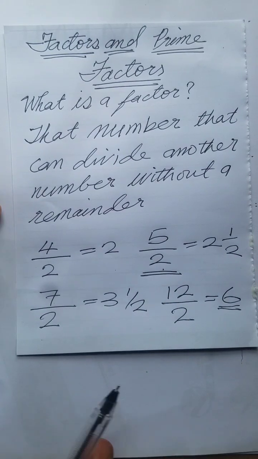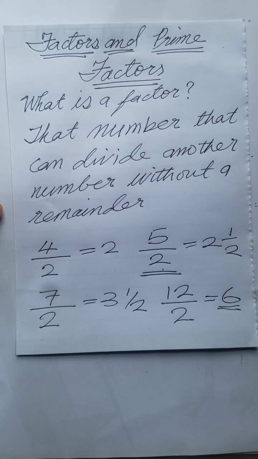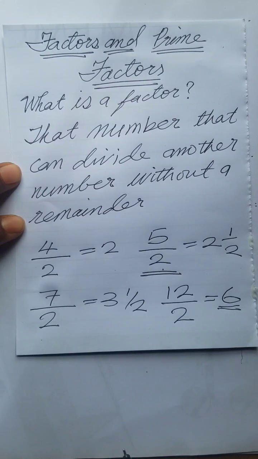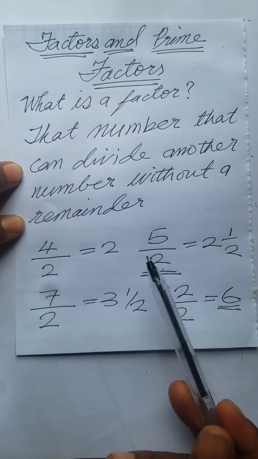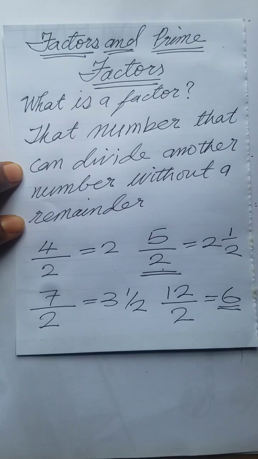So, a number is only a factor of another number if it can divide that number without a remainder. If it cannot divide it without leaving a remainder, then it is not a factor of that number. Note, a number can be a factor of another number, but not necessarily a factor of this number. I hope that is clear.